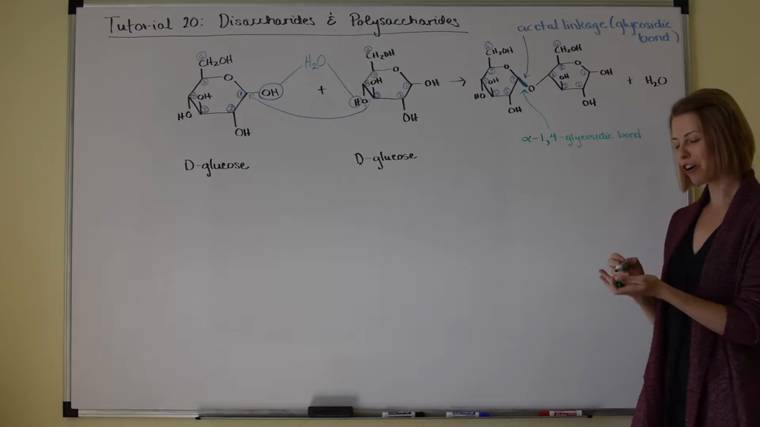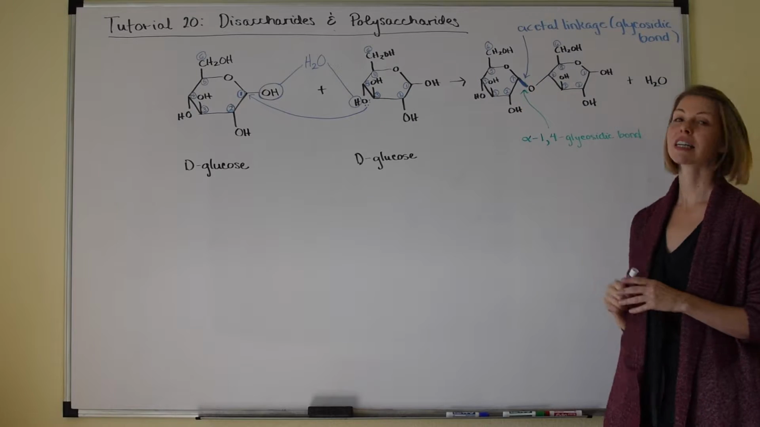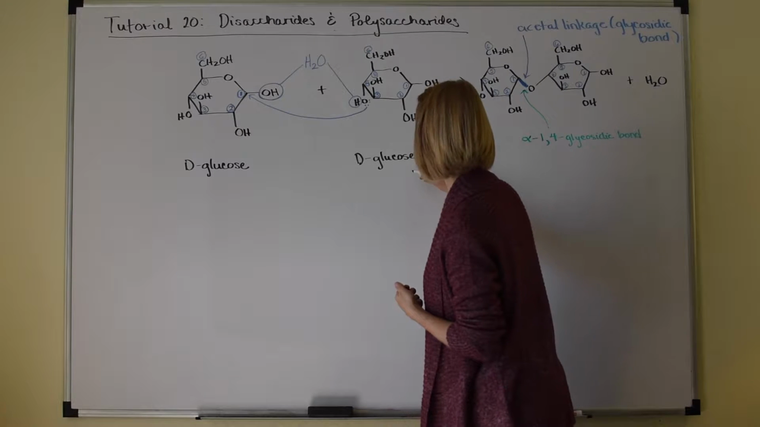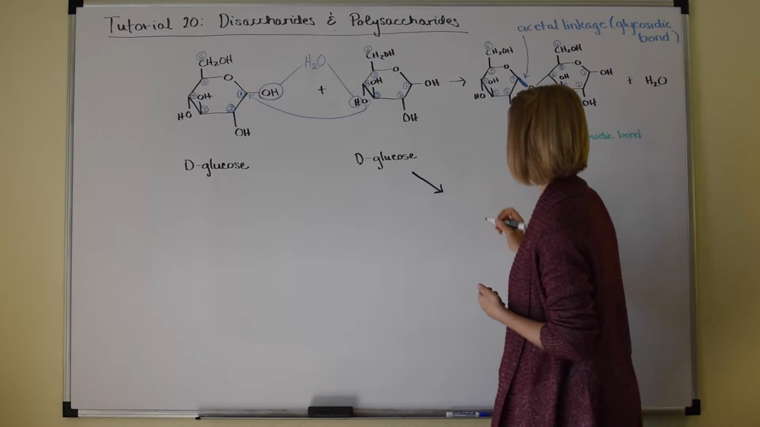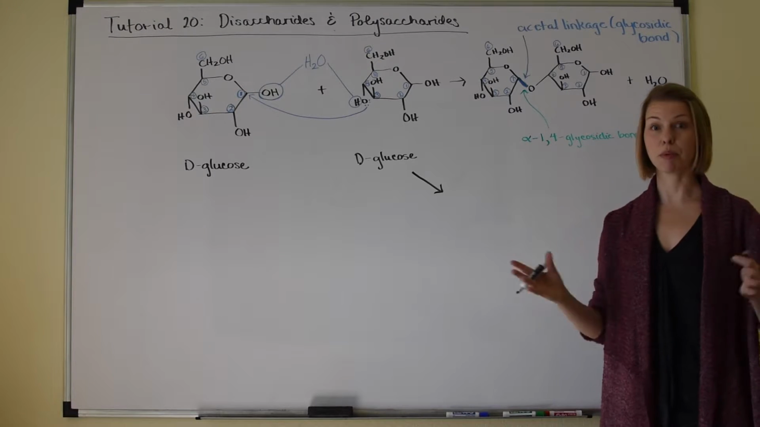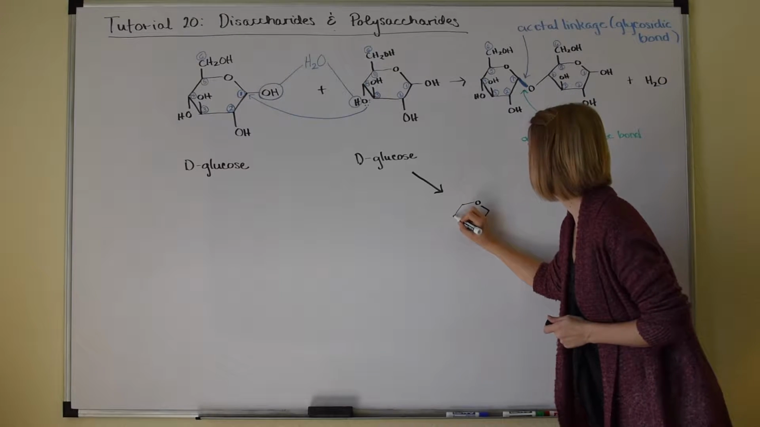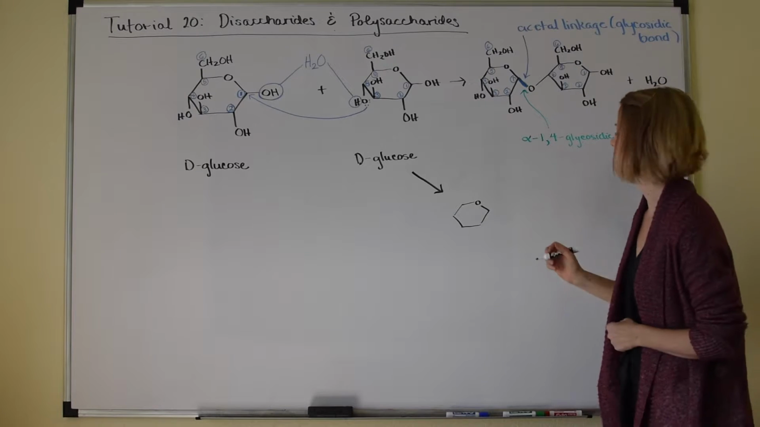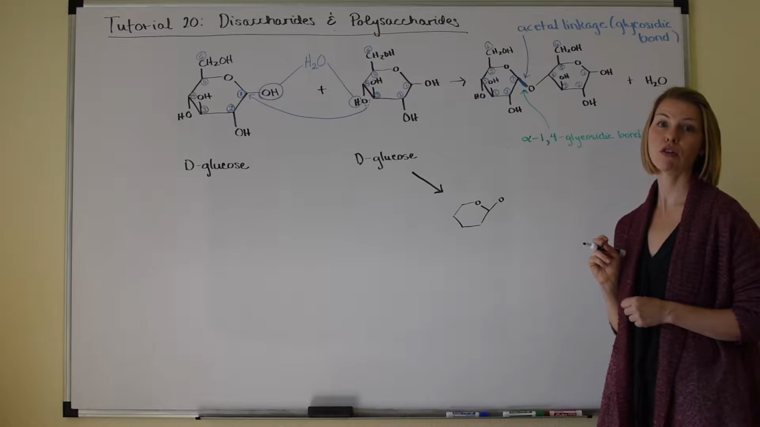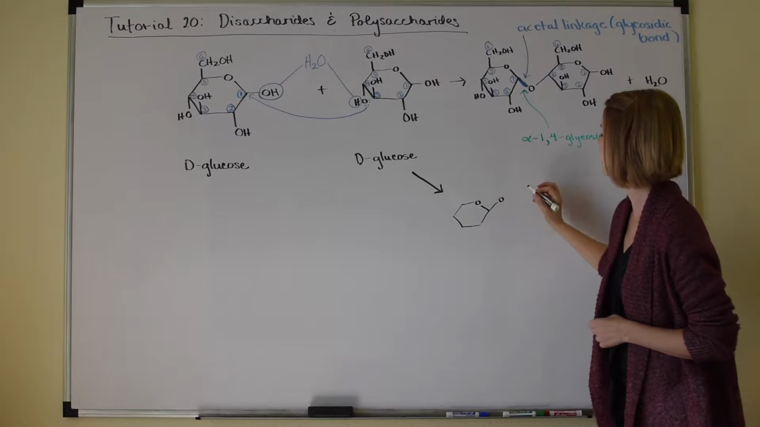Now hopefully you've already realized that this bond can also form in the beta orientation. So let's show that reaction as well. That's going to make a completely different disaccharide with different chemical and physical properties. Okay, so let's show those two D-glucose units connected with a beta 1,4 glycosidic bond. So that would mean that the glycosidic bond formed with this up orientation. It's going to be on the same side as the CH2OH.